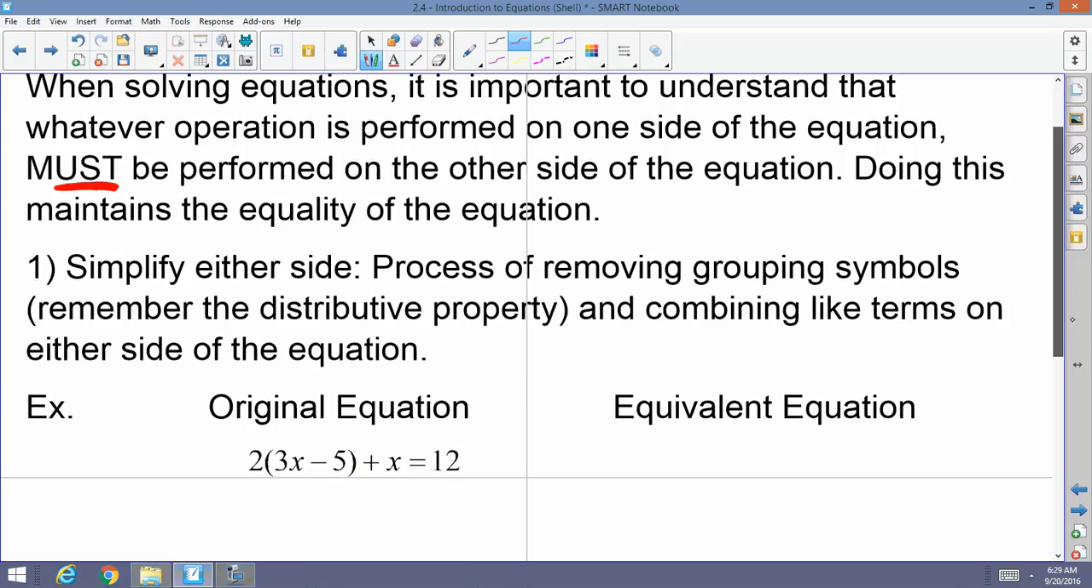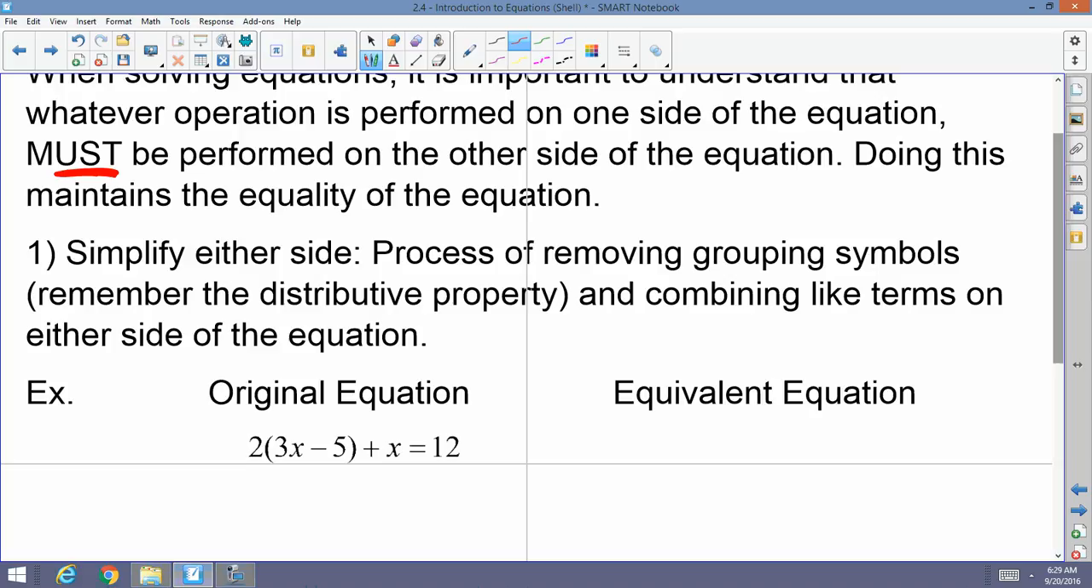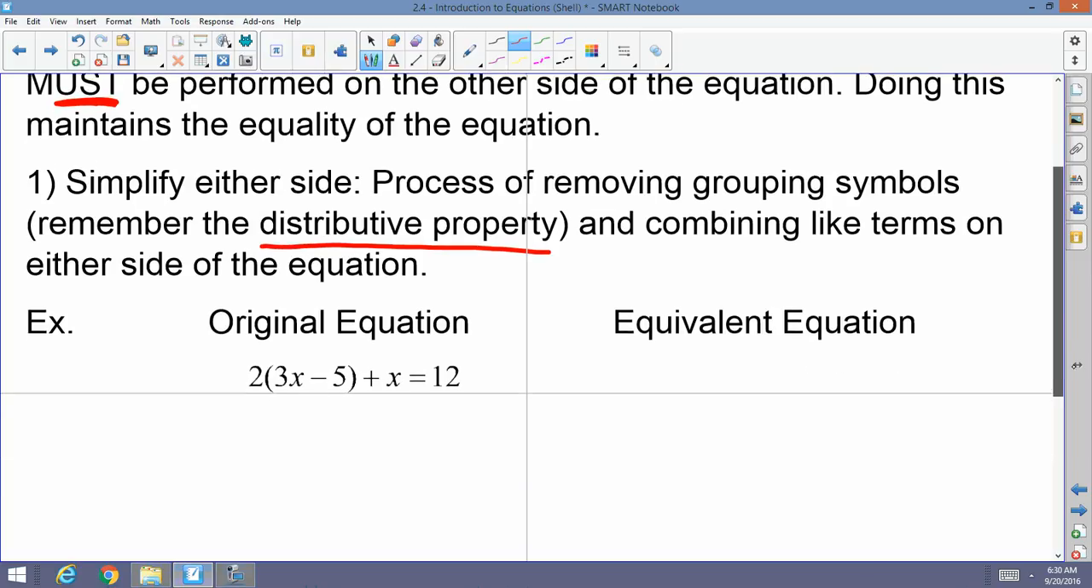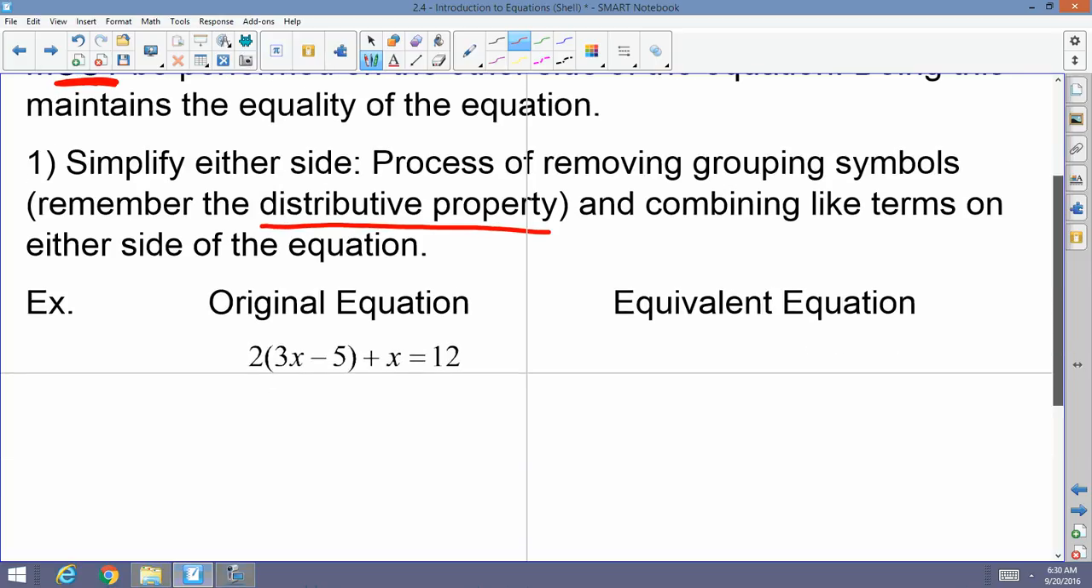Now, let's talk about some properties. First of all, whenever we're given an equation, we're going to want to simplify either side. And this is a property of equations. This is basically saying, hey, you're allowed to do this. Okay? It's the process of removing grouping symbols. Please remember the distributive property, okay? And combining like terms on either side of the equation. So whenever you see an equation, you are allowed to simplify before you start solving, before you start moving things around from one side of the equation to the other.